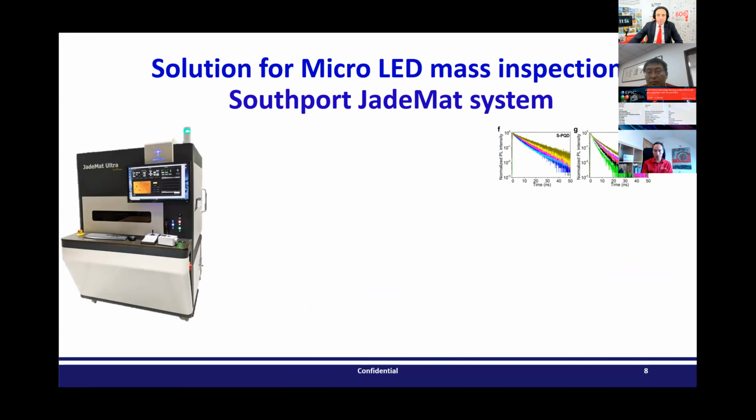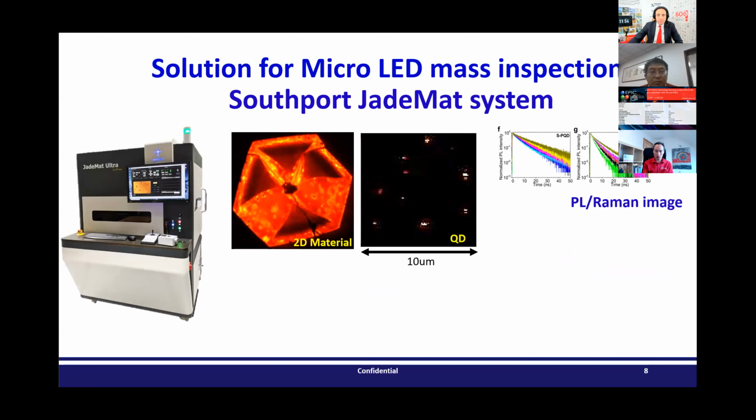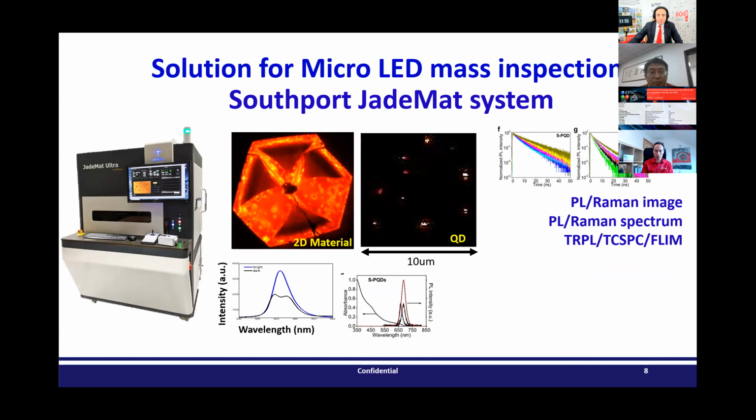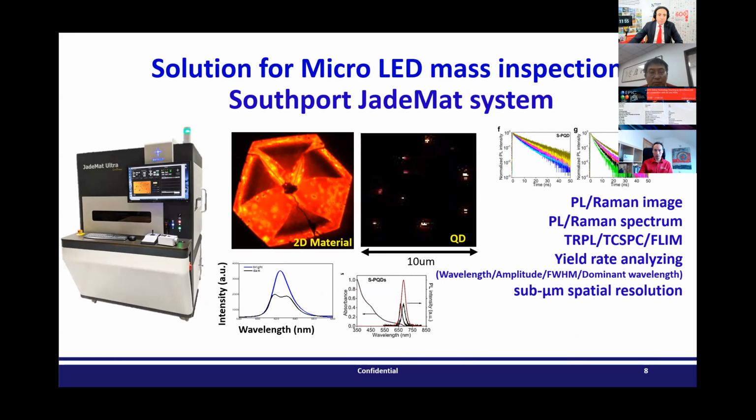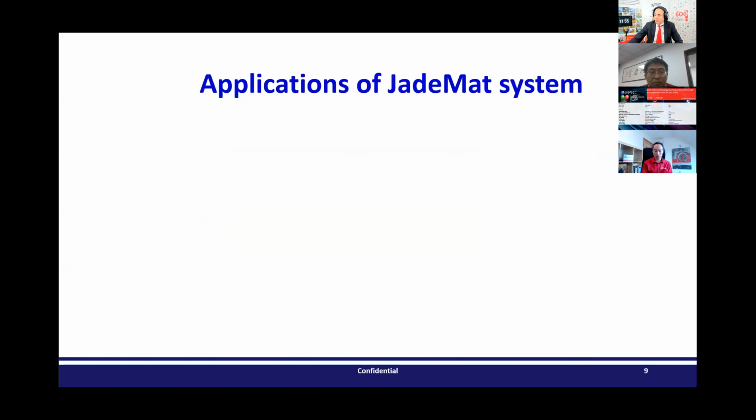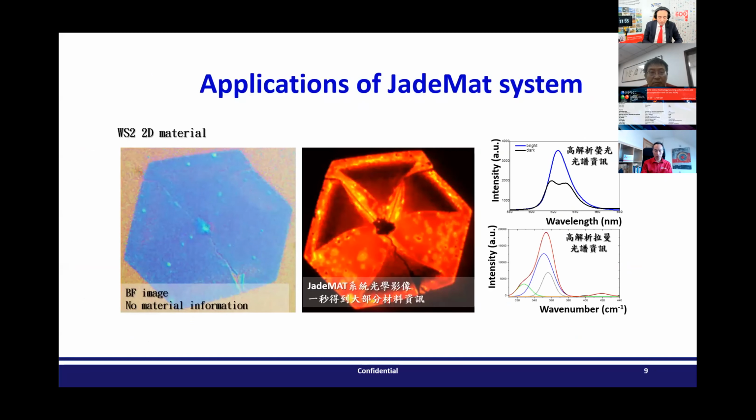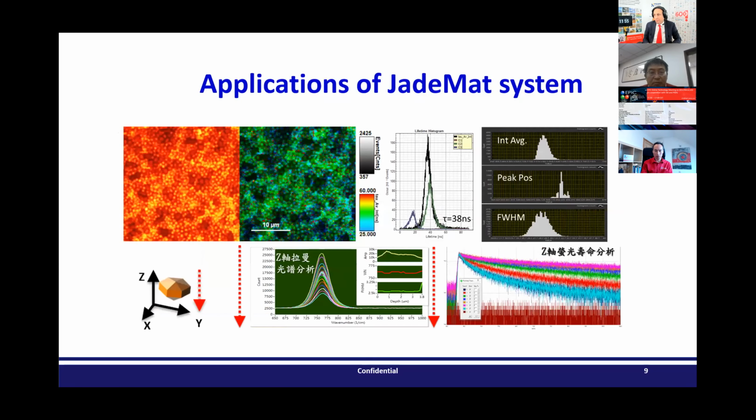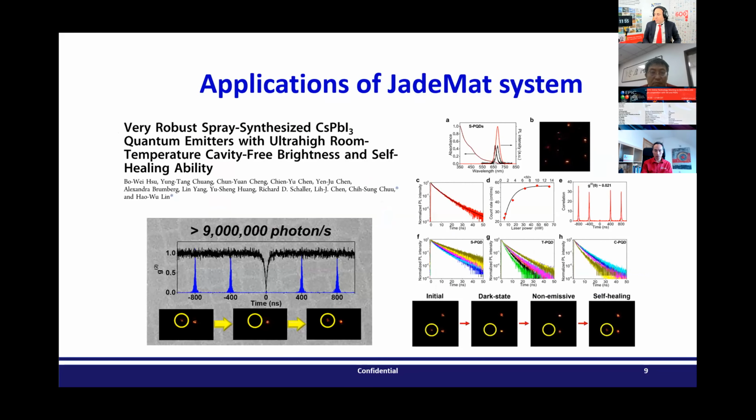So I want to introduce you to the Southport JMAT system. We integrate the PL Raman image and the PL Raman spectrum, and also the TRPL spectrum, and all the EL rate analyzing algorithms with some micron spatial resolution and sub-nanometer wavelength resolution in one system. And this system has been widely used in 2D material inspection, perovskite inspection, and also quantum dot and quantum technology, the single photon emission inspection.